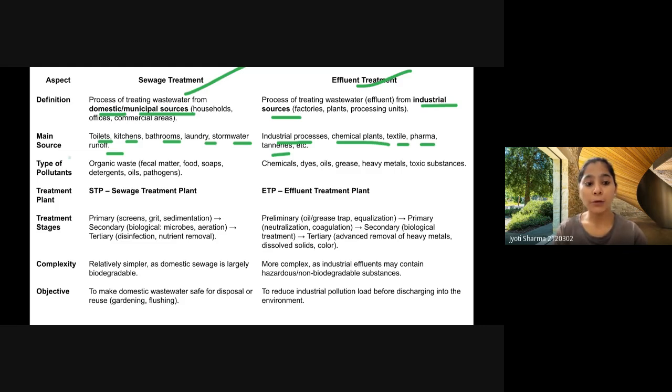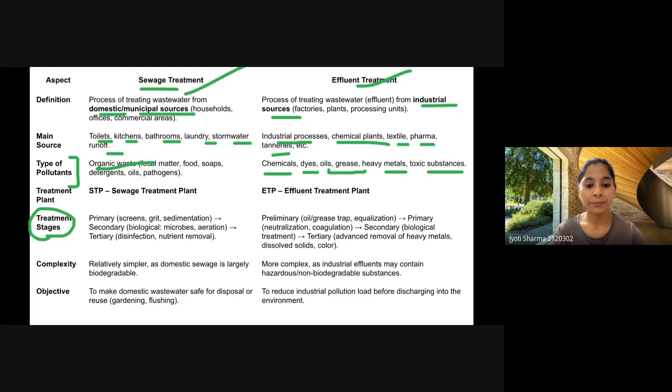Then the type of pollutant that we may have, mostly in sewage treatment we will have organic waste. But here, because it is coming from industries, it may be chemical, it may be dye, it may be organic, for example oil industries, but it may have heavy metals and some toxic substances as well. And we have different treatment processes, but these treatment processes are based on what industry we are targeting, right? So based on that we will have different steps to treat that effluent, right?